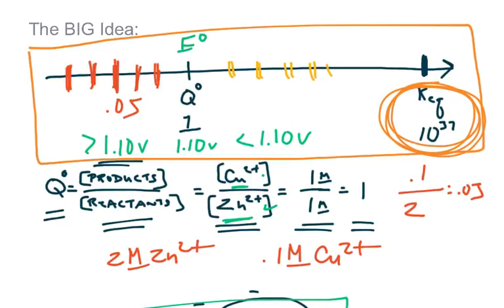For a standard cell where all the concentrations are 1, the Q is going to come out to be 1. And then anything that we do, like letting the cell run, is going to decrease the voltage. As Q gets greater and greater, the voltage gets less. Anything that happens that makes us farther from the KEQ value, we're going to get a greater voltage because we have a greater driving force. And that's the big idea for non-standard cells.